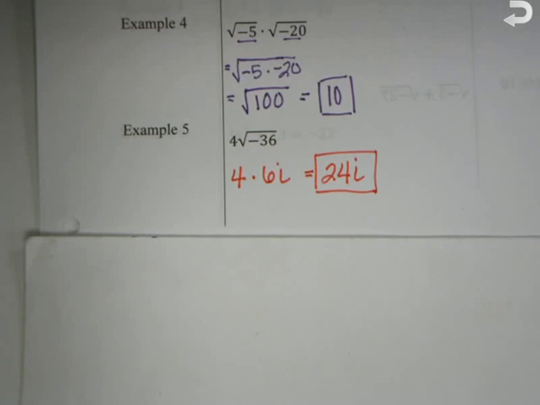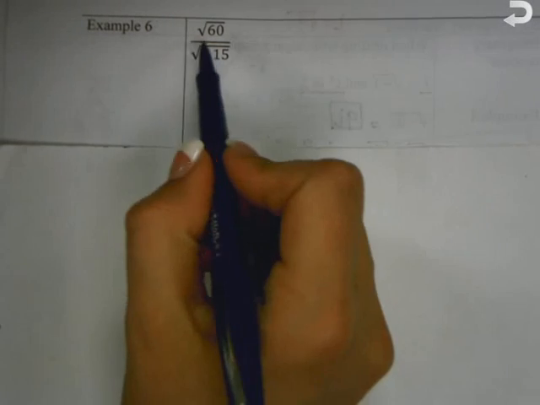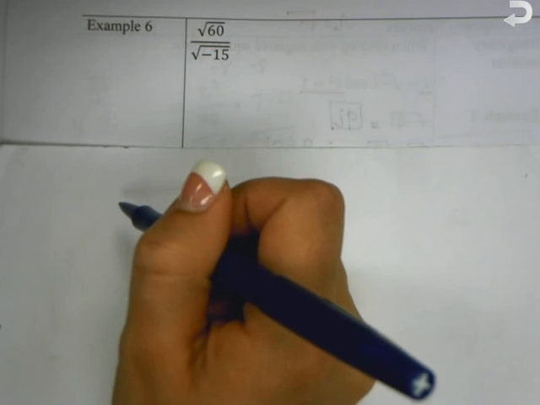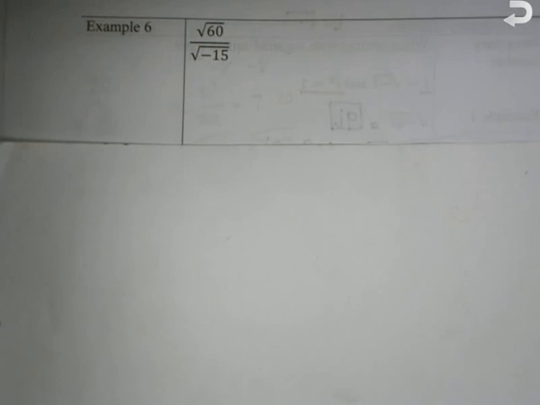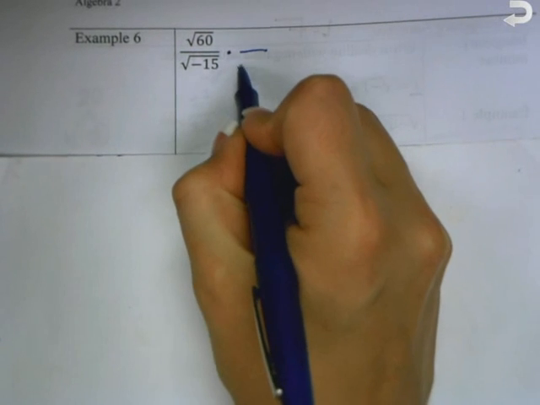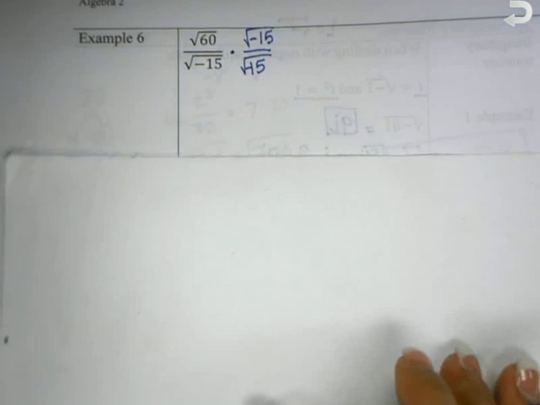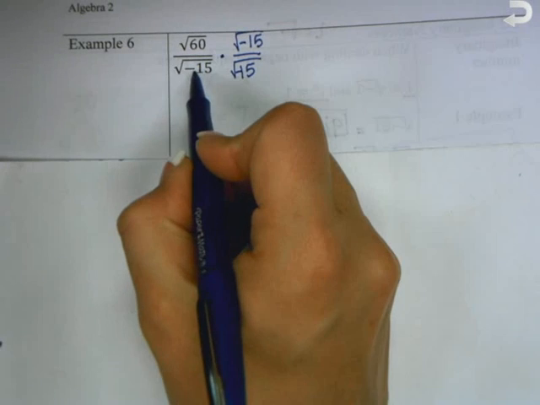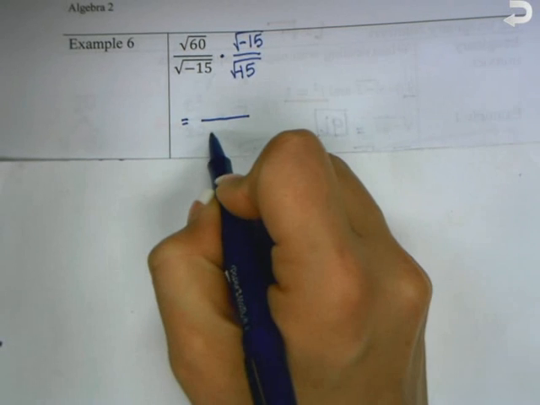Okay, example 6. Square root of 60 over square root of negative 15. What do we do here? We get rid of the square root on the bottom, so how do we do that? We multiply by the square root of negative 15. Good. Okay, so when I have square root of negative 15 times the square root of negative 15, what does that give me in the denominator? We just get negative 15, right?